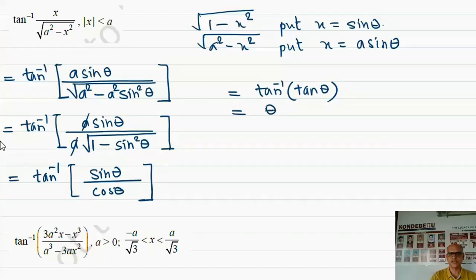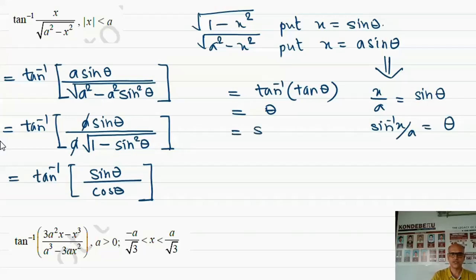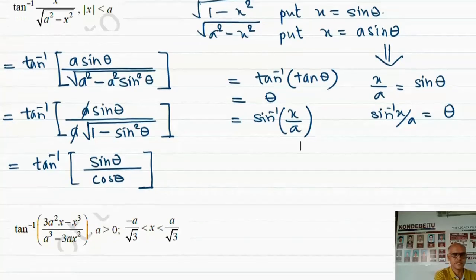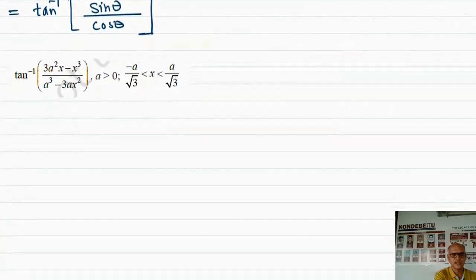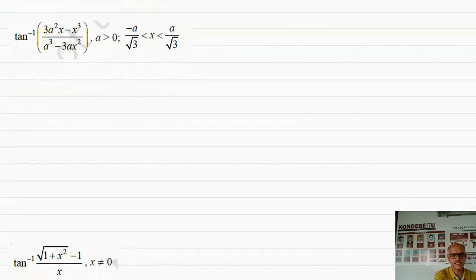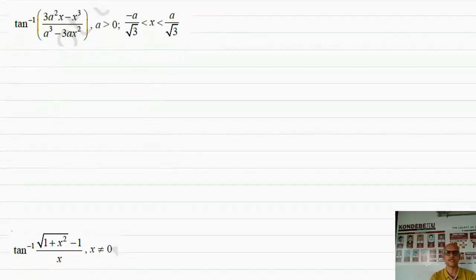Now you substitute theta. From what we put, you'll have x by a is equal to sin theta. Therefore sin inverse x by a is equal to theta. Now you substitute this, so theta will be equal to sin inverse x by a. This is our simplified form of the given problem. Clear? Similarly, next we have taken: tan inverse 3a square x minus x cube divided by a cube minus, and so on.